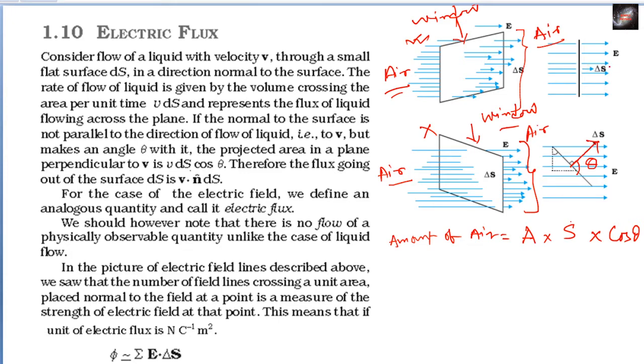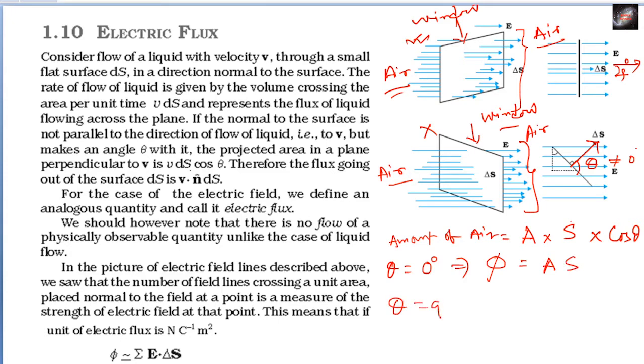In the first case, this is the direction of air and this is also the direction of the window. So here the angle is 0 degree, but here the angle is not 0 degree. This is not equal to 0. If theta is equal to 0 degree, then what is the value of the amount of air? Say this is phi. Amount of air is represented by phi. Then the value of phi is A into S.